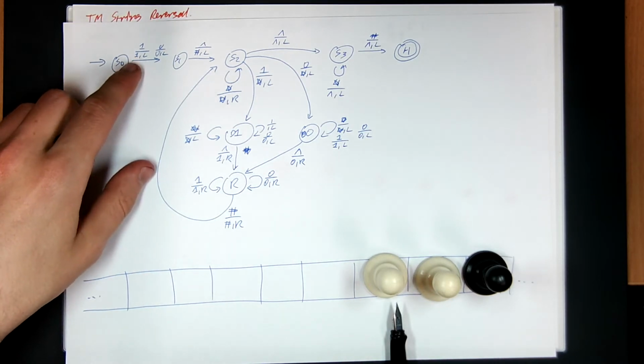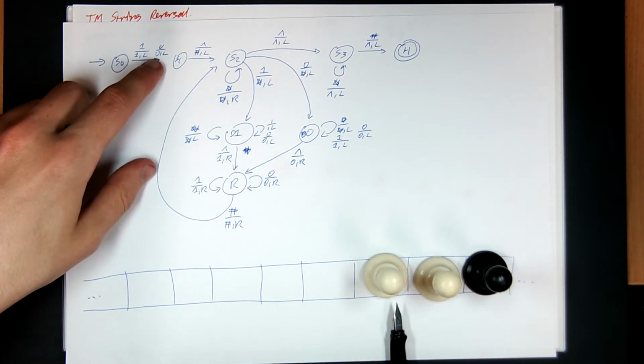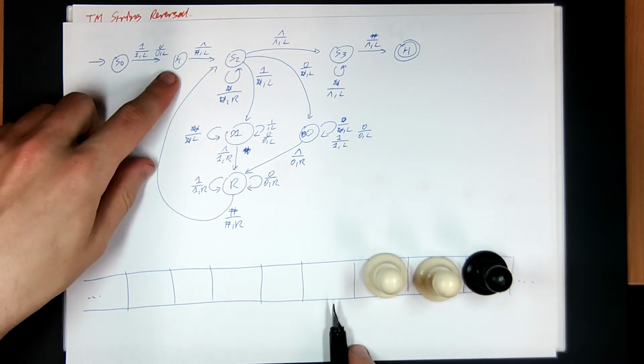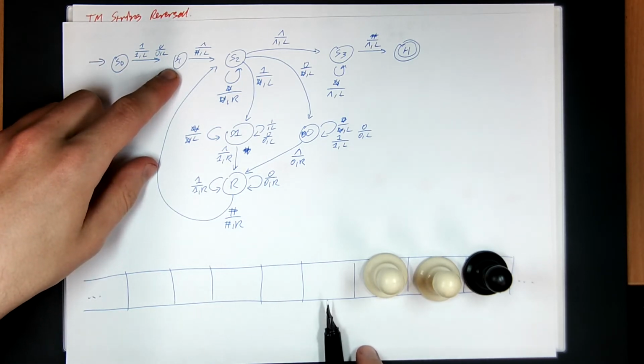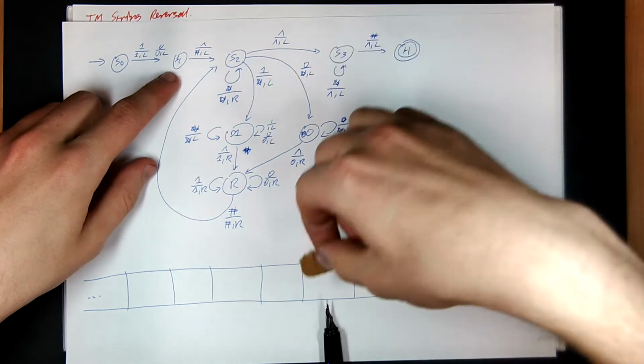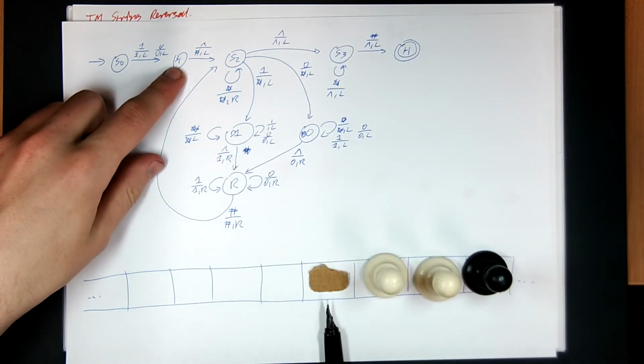If I see a 1, write a 1, move left. If I see a 0, write a 0, move left. So basically I move to the left without changing the tape. If I see a blank, which I know I will, I'll write a hash. So there's my hash. And then I'll step to the left.